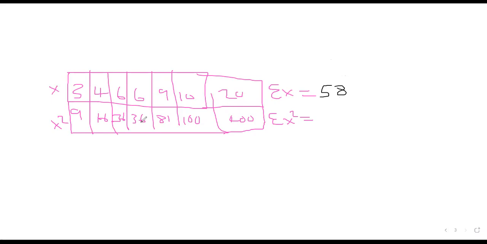Nine plus 16 plus 16 plus 16 plus 100 plus 400. What are you getting? 678. And our n is what? 7. Who can help us find the formula of the mean?